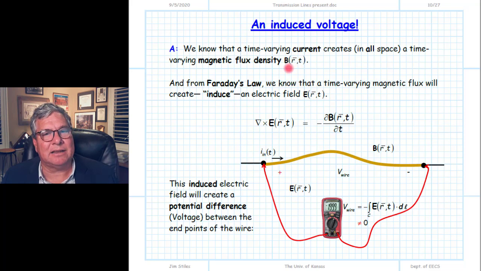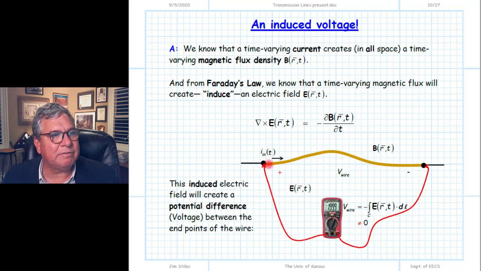it induces an electric field. And the equation that relates Faraday's law in Maxwell's equation is written here. The curl of the electric field is equal to the time derivative of the B field. And so if we have a B field, magnetic flux density rather, that's changing with respect to time, what we'll find is the electric field that results must be non-zero. We have an induced electric field.